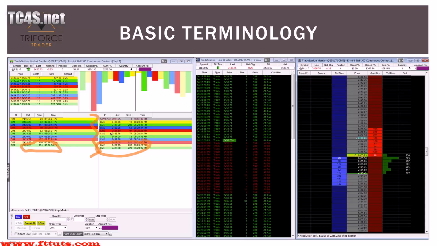Do you understand that, Zhang? It's just a book of orders, essentially. Who's willing to buy at what price? Who's willing to sell at what price? Does that make sense?